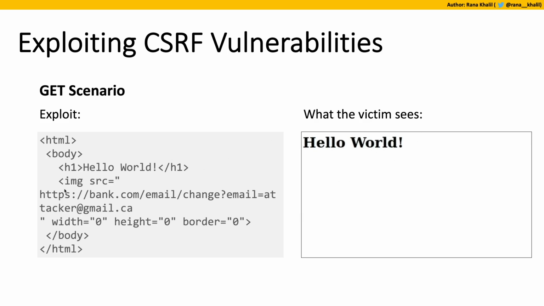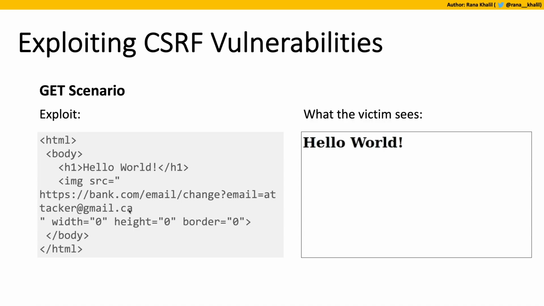But in the background, what's happening is there's an image element. You can see over here, the width is 0, the height is 0, and the border is 0. That means that the image is invisible to the user on the page, and that's why the user can't see the image at all. What the image does is it has an SRC attribute that links to the email change functionality. So we've got bank.com/email/change, and then the email address of the attacker, which is attacker@gmail.ca.